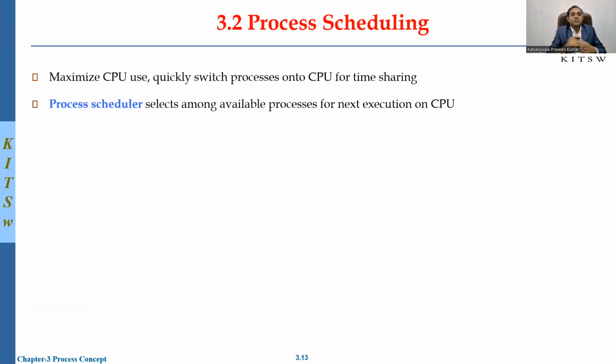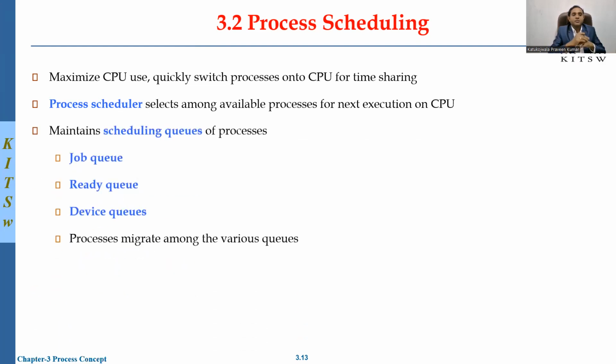So to schedule each and every process, we have a process scheduler. This process scheduler selects among available processes for next execution on the CPU. Generally, it maintains CPU scheduling queues of processes. These queues are job queues, ready queues, and device queues. There are three different queues.